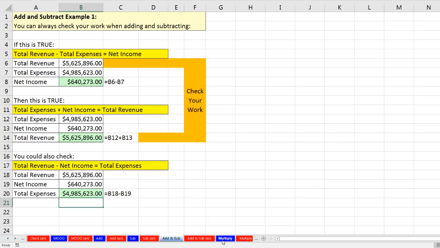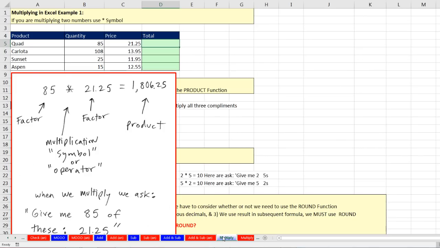All right, let's go over to this sheet, multiply. All right, now multiplying in Excel example 1. Well, we already know this. If we're multiplying two numbers, we use the multiplication symbol, asterisk.